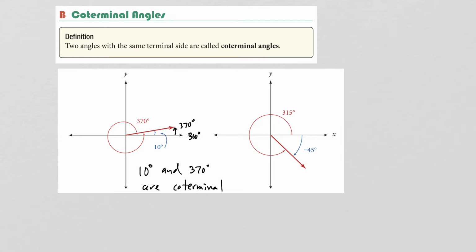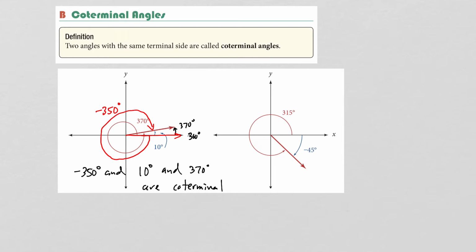Now, there are many other angles that are coterminal with 10 degrees and 370 degrees. For example, we could have started at 0, and I could go in the negative direction. And this angle here would be -350 degrees, right? Because it's not quite negative 360, which would take us all the way back to the beginning. It's 10 degrees short of going all the way around. So negative 350 degrees is also coterminal with 10 degrees and 370 degrees.